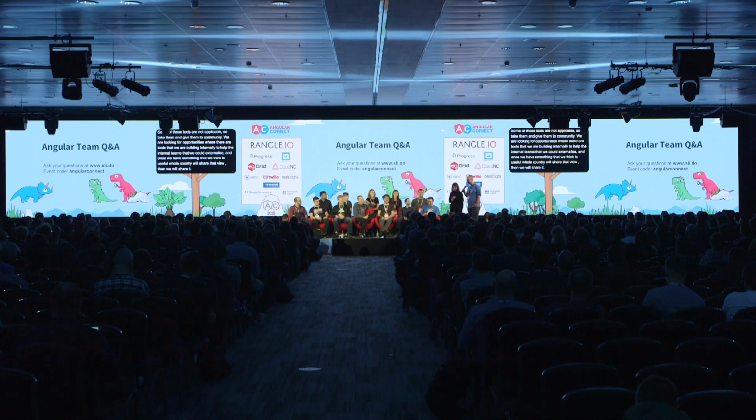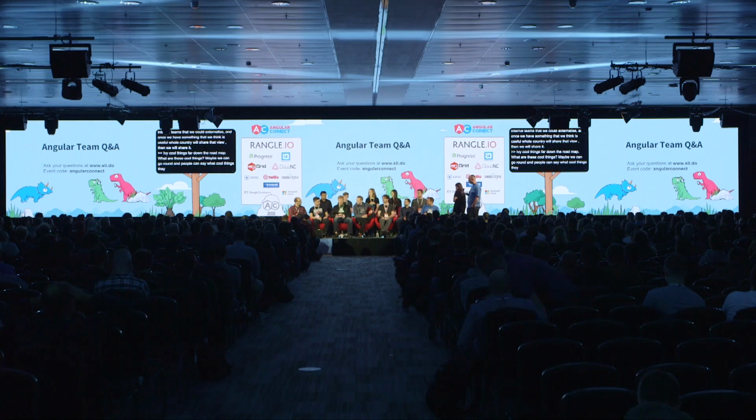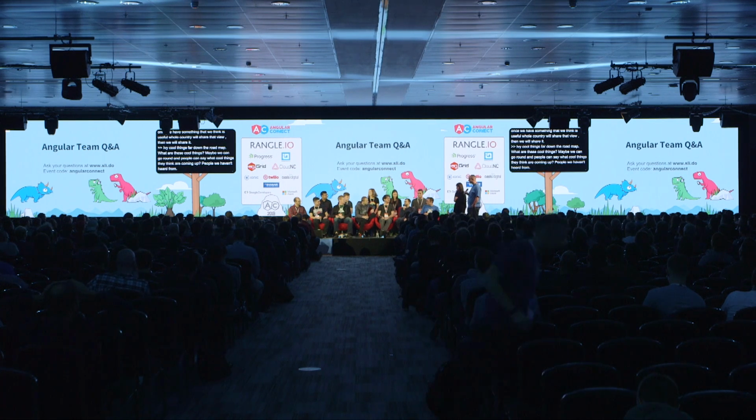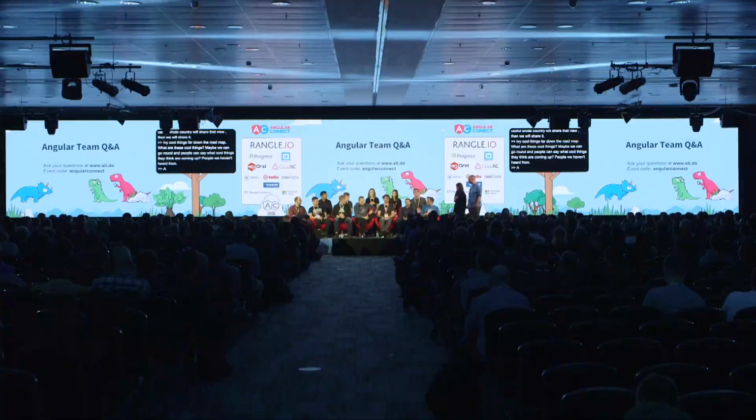So you said Ivy unlocked some cool things far down the roadmap. What are these cool things? Maybe we can go around and some people can say what cool things they think are coming up. Some people we haven't heard from. Internationalization service would be really great. A lot of people are waiting for that. So being able to use translation inside of your code.